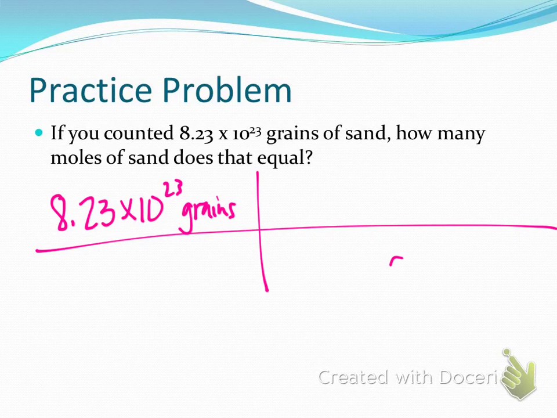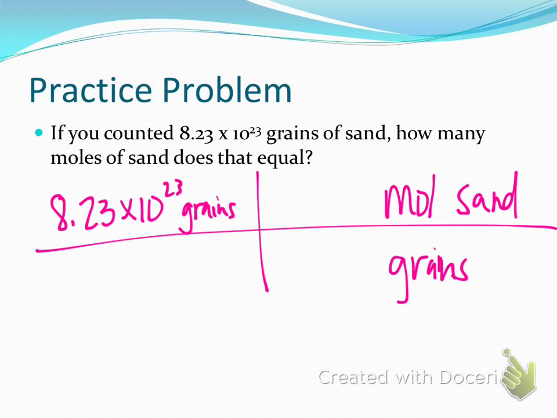Okay? So we'll put grains of sand down here on the bottom. Mole goes on the top. Moles of sand. The mole always gets what? The 1, and then how many grains are in 1 mole? 6.022. Good. Very good. So here, when you divide by Avogadro's number, that's where it becomes essential.